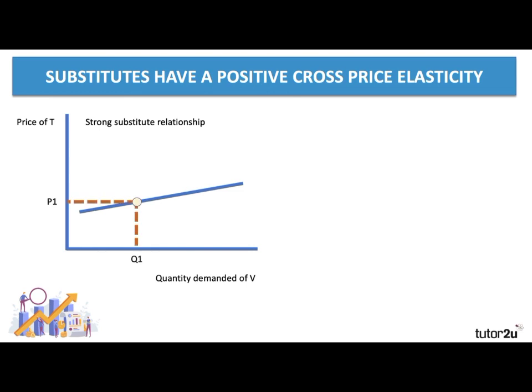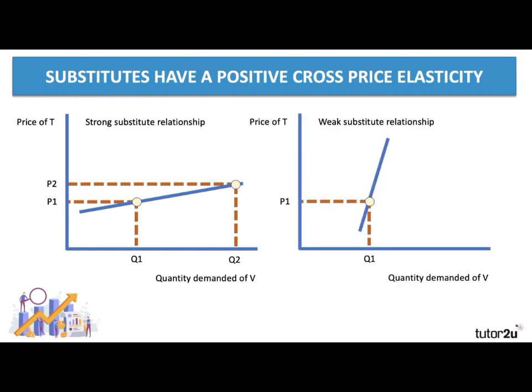You see a small increase in the price of T from P1 to P2 leads to a substantial increase in the quantity demanded for V, suggesting a highly elastic, strong substitute relationship. Just look at this example. This is a weaker substitute relationship. Yes, if the price of T goes up, people buy more of V, but this time can you see a big increase in the price of T only leads to a relatively small increase in the quantity demanded of V. That would suggest a low positive cross-price elasticity.